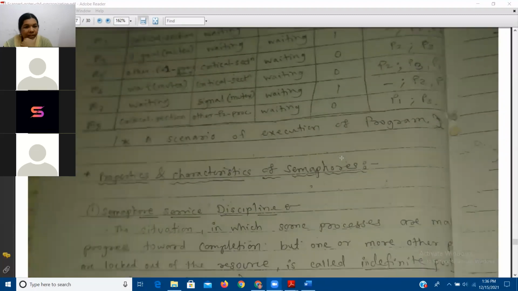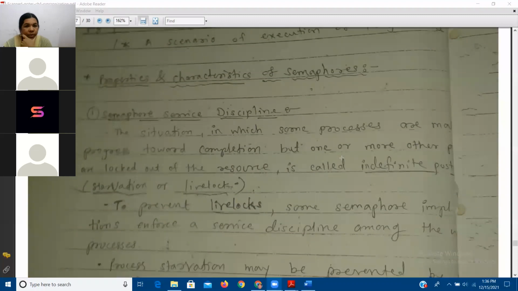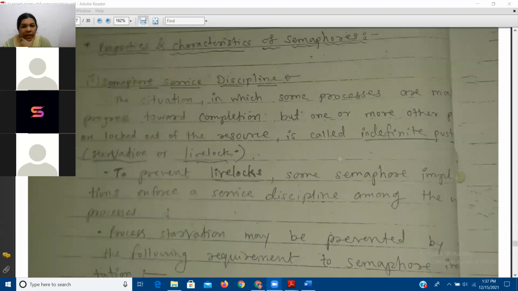Okay. Next they have given the properties of semaphore, the characteristics of semaphore. So the first characteristic is semaphore service discipline. In a situation in which some processes are making progress towards completion, but one or more other processes are locked out of the resource, it is called indefinite postponement, or it is also called starvation. It is also called a live lock. To prevent live lock, some semaphore implementations enforce a service discipline among the waiting processes.